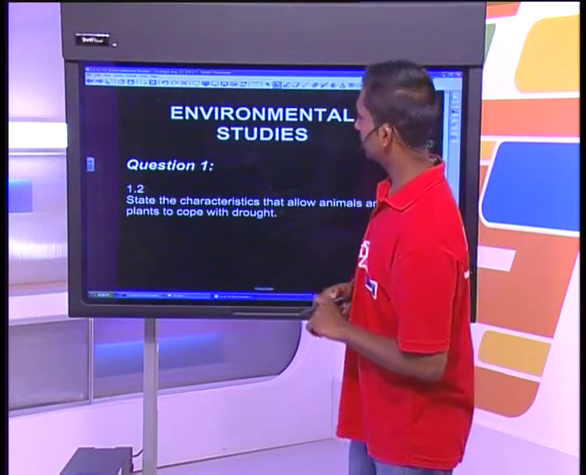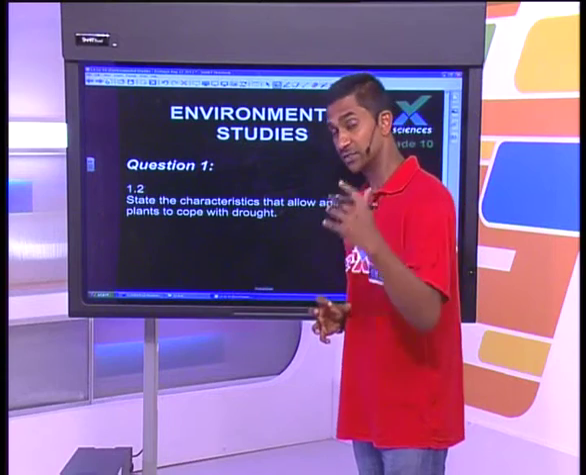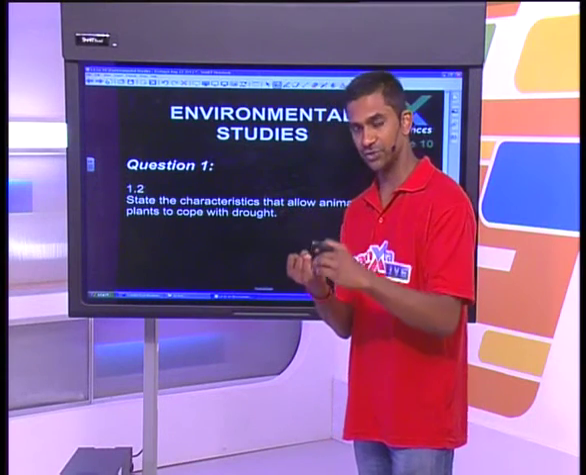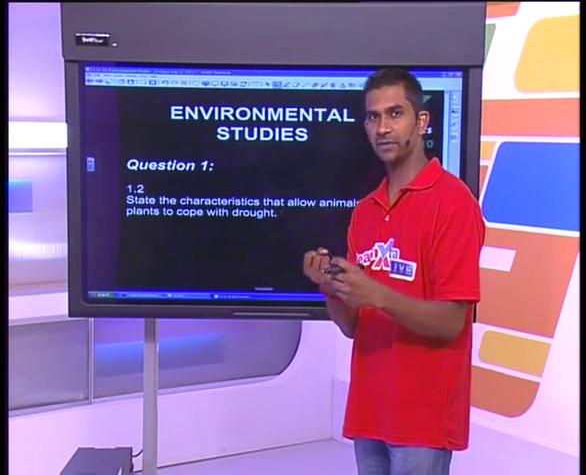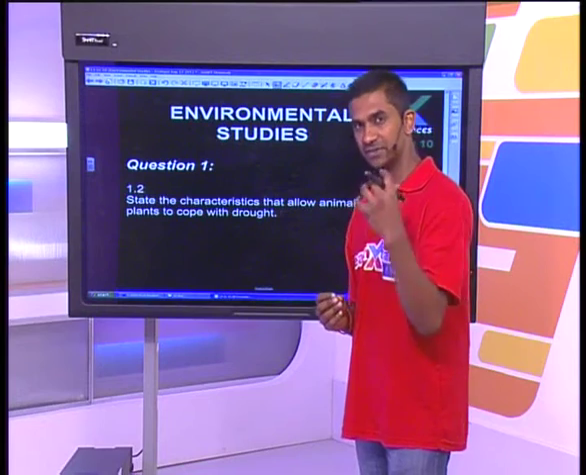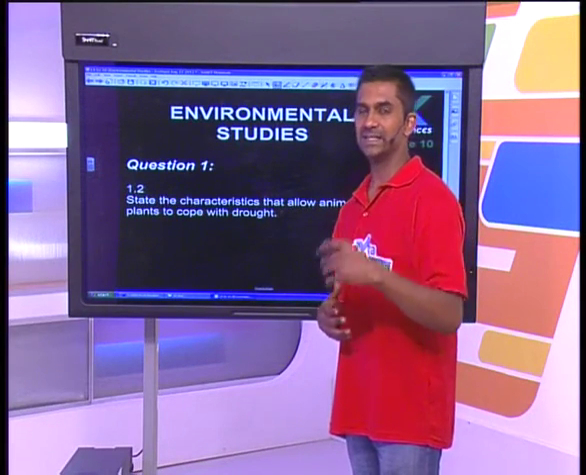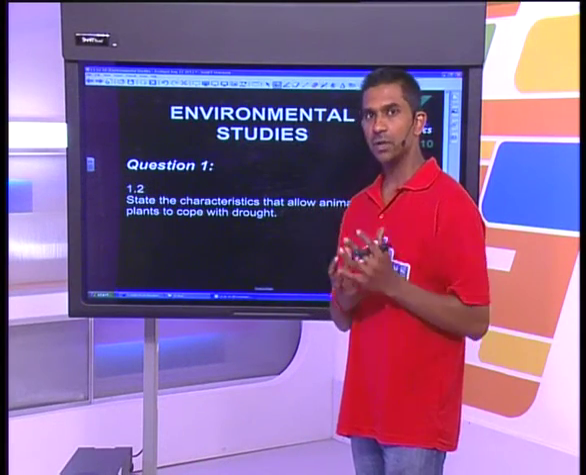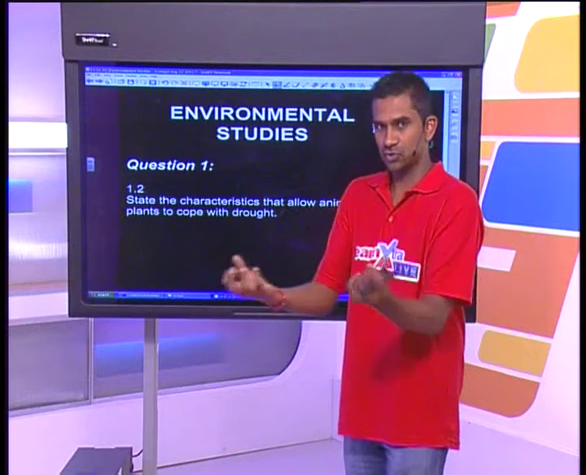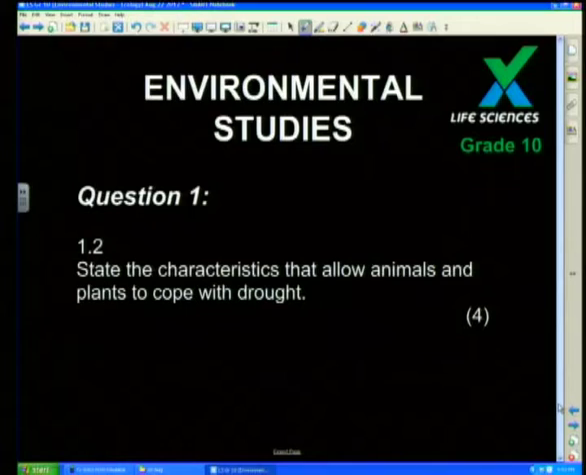If we go on to the next question: state the characteristics that allow animals and plants to cope with drought. We know that plants are adapted to conserving water, with reduced surface area, so they have smaller leaves, a thick waxy cuticle, thick leaves, and roots on the surface to absorb runoff water. So we'd answer that question.